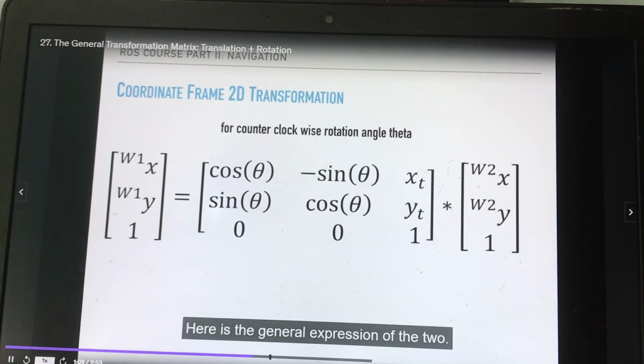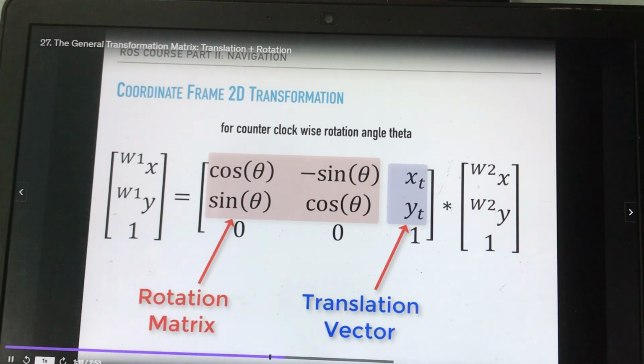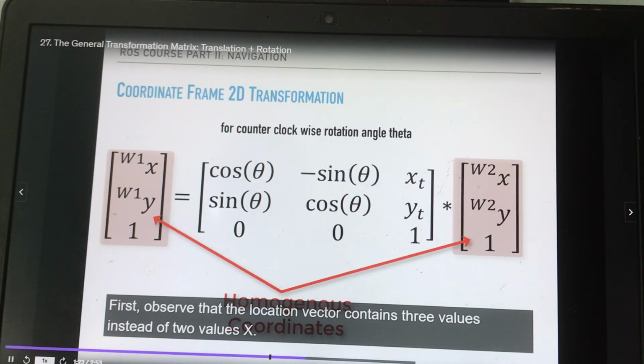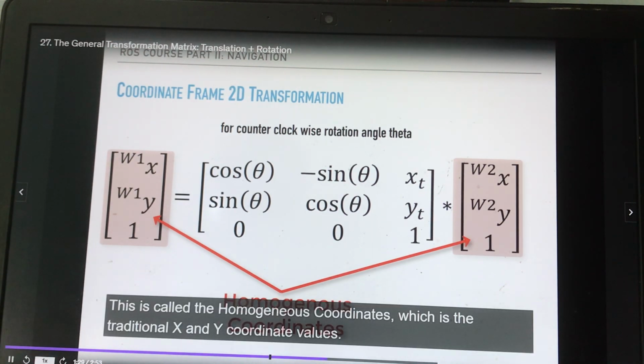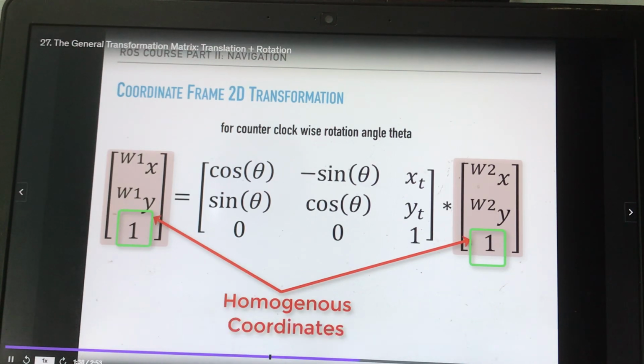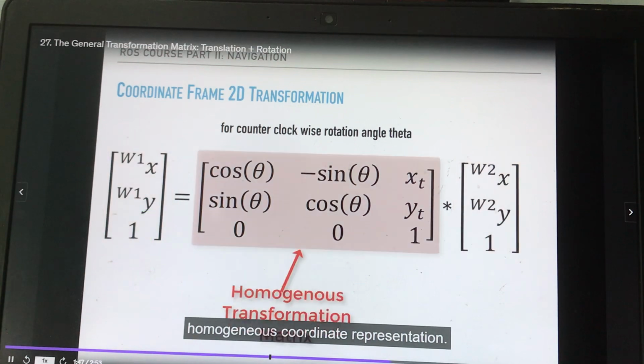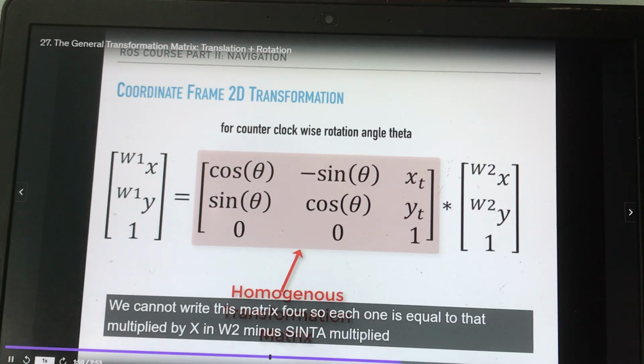Here is the general expression of the 2D transformation matrix. The transformation matrix from W1 to W2 combines both the translation vector and the rotation matrix and is expressed as shown in this slide. First, observe that the location vector contains 3 values instead of 2 values, x, y. This is called the homogeneous coordinates, which is the traditional x and y coordinate values, and we add 1 at the end on both sides. This is to allow for writing the matrix representation that combines both rotation and translation. Without homogeneous coordinate representation, we cannot write this matrix form.